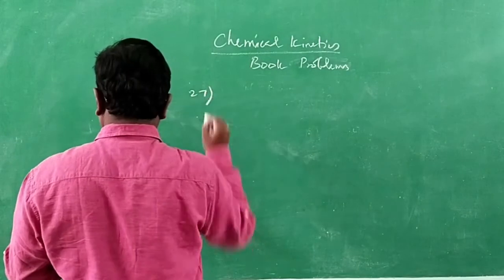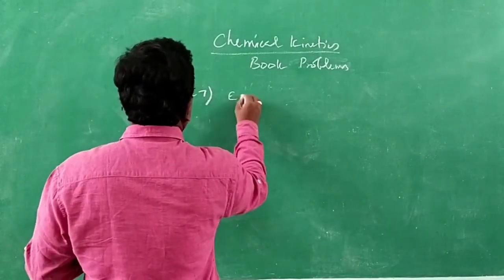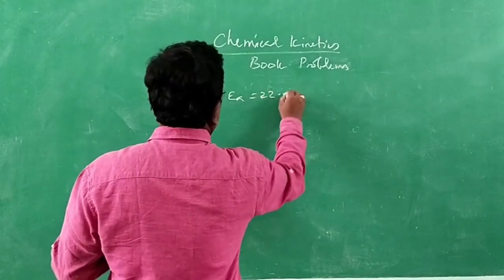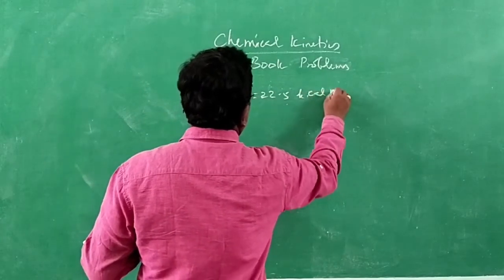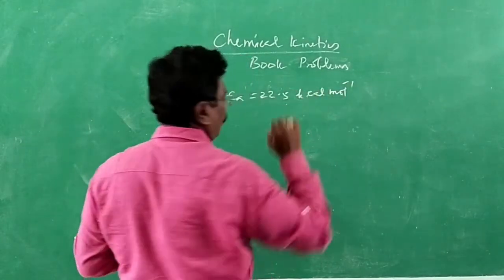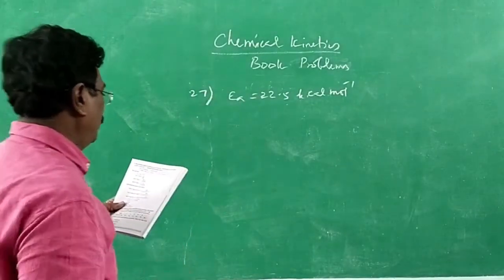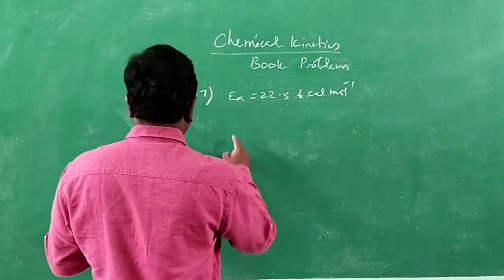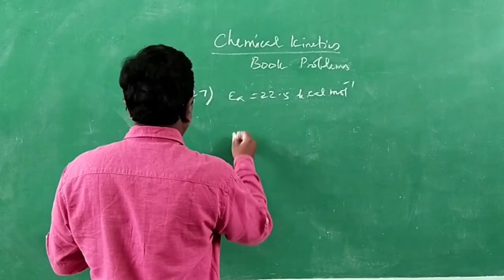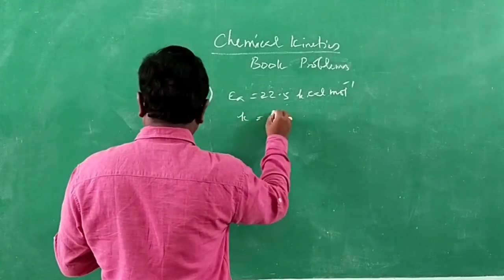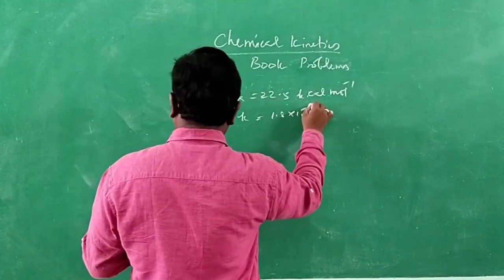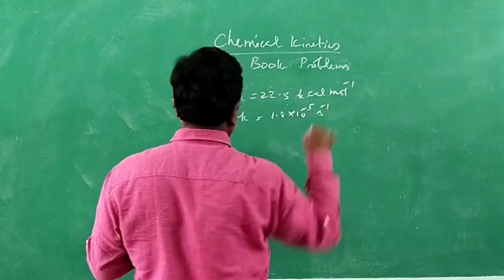27th question. The activation energy of a reactant, Ea, is equal to 22.5 kilocalorie per mole. It is given in calorie. Until now, we have seen in kilojoule or joule. Now it is given in kilocalorie per mole. That is the difference that you should note. And the value of rate constant at 40 degrees Celsius, rate constant is equal to 1.8 into 10 power minus 5 per second.